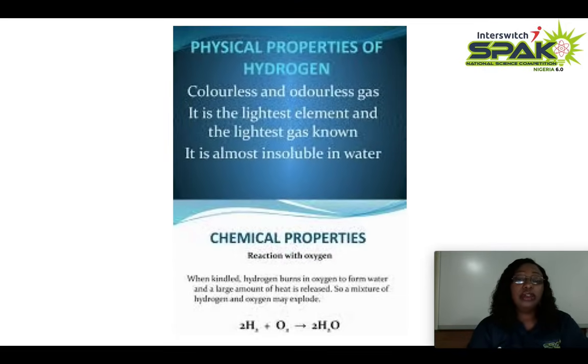Hydrogen is colorless, odorless, the lightest element known, and the major reaction hydrogen will undergo is combustion. Hydrogen will react or burn in oxygen to produce water.